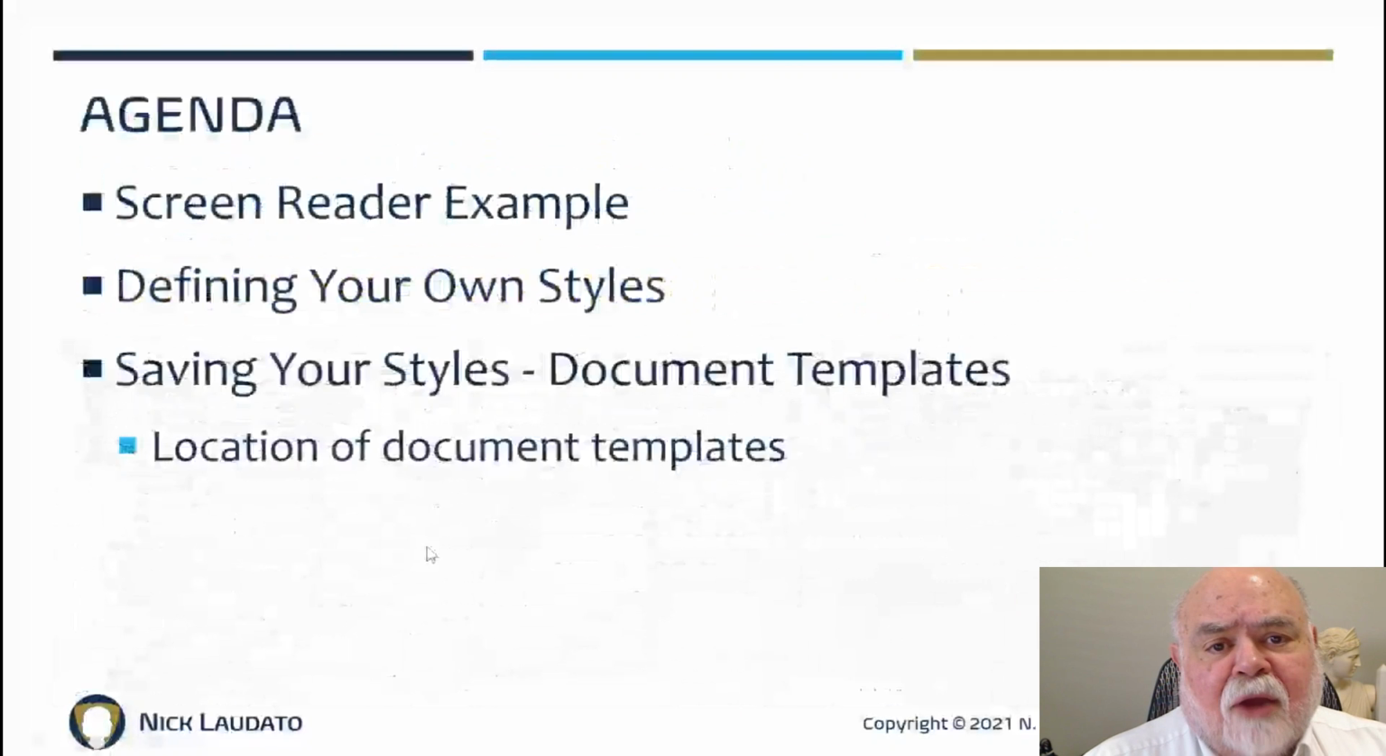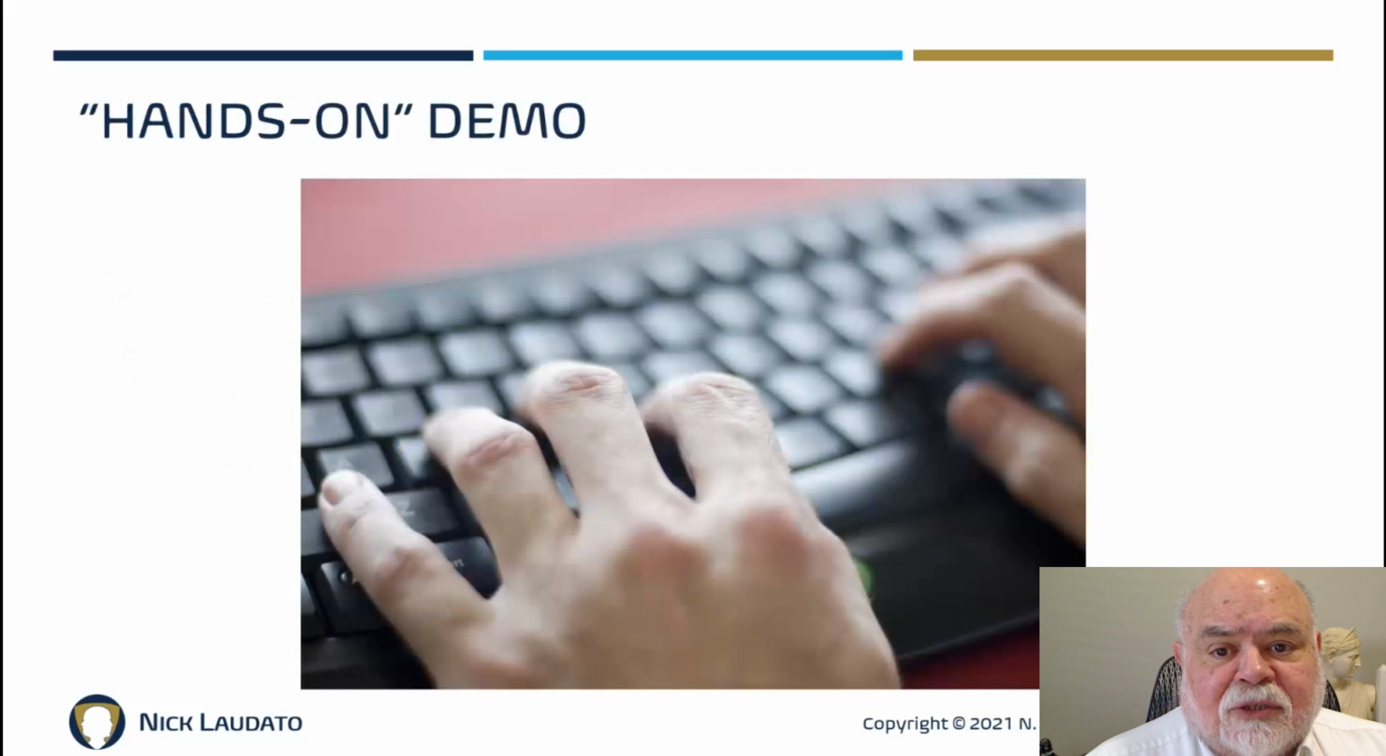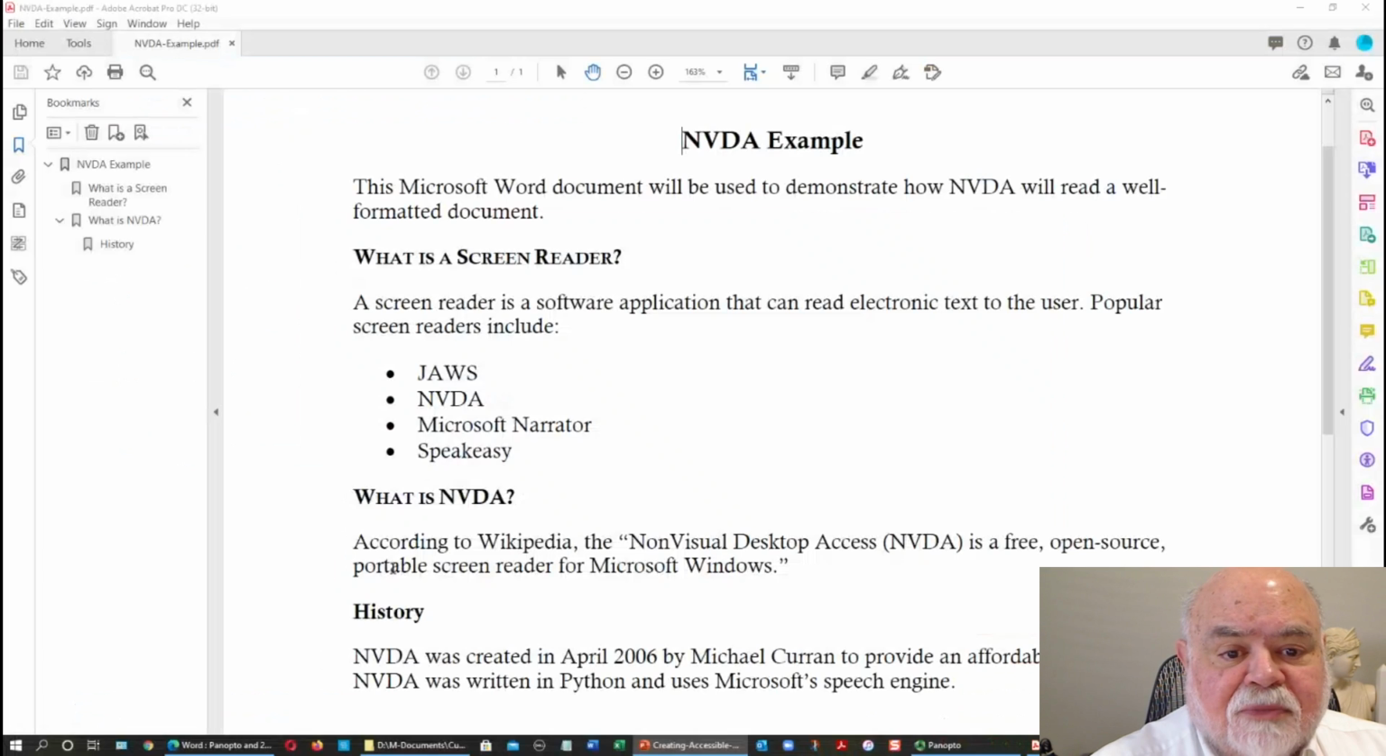Now, I originally intended to do an episode on tables, and we'll do that next time, but I wanted to tie up a couple loose ends. First, I wanted to give you an idea of what a screen reader sounds like to someone who needs to use one, and perhaps illustrate why it's important to format the documents properly. I also want to finish the discussion on styles in terms of showing you how to save those styles and how to modify them and where they actually exist on your computer. So let's get to the hands-on piece.